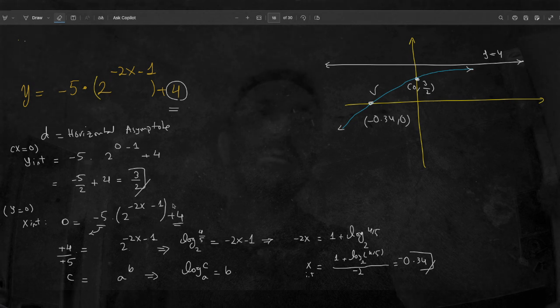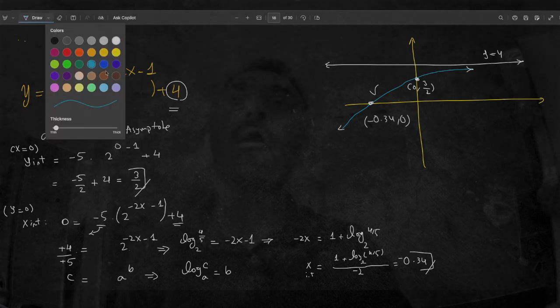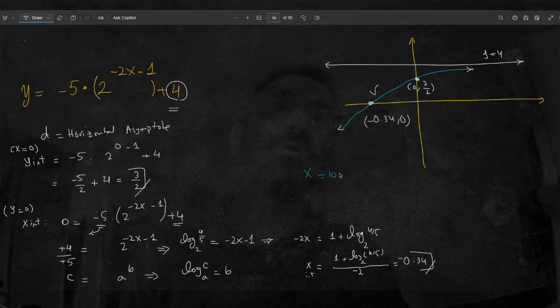Now I'm going to talk a little about the horizontal asymptote. What does it mean that y equals 4 is the horizontal asymptote? Let's see the behavior of the function when x is getting to the right side. So when x is a very big number, for example, I'm going to choose 1000 instead of x. What is going to be the value of my y value? Let's find it: minus 5 times 2 to the power of minus 2000 minus 1, plus 4.